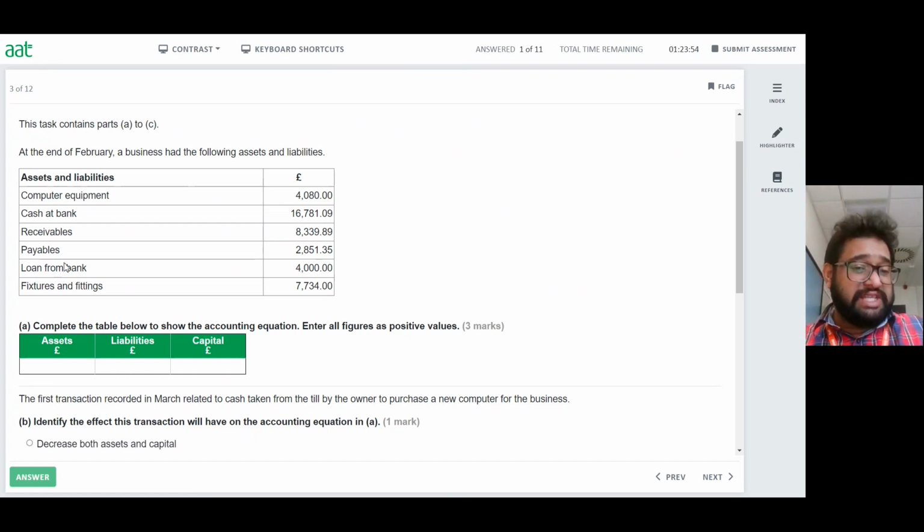Your accounting equation says assets equal your liabilities plus capital. Or you can say assets minus liabilities is equal to capital. So if you can ascertain the total value of your assets and the total value of your liabilities, then you'll be able to find your value of capital. So let's total all your assets. I'm going to use my calculator here in the system.